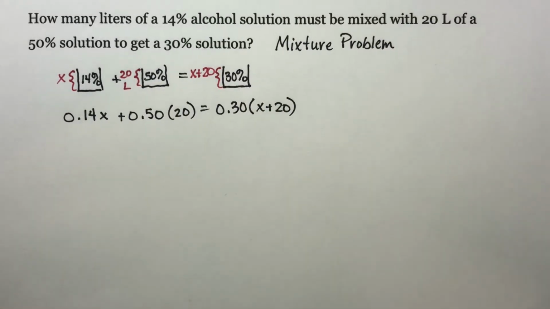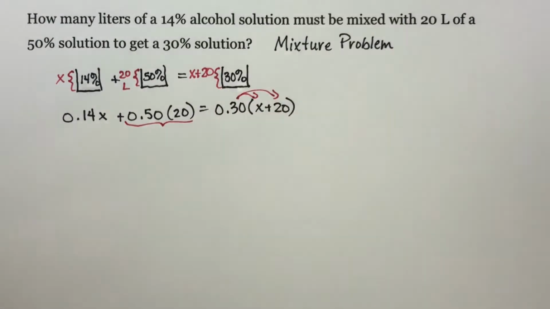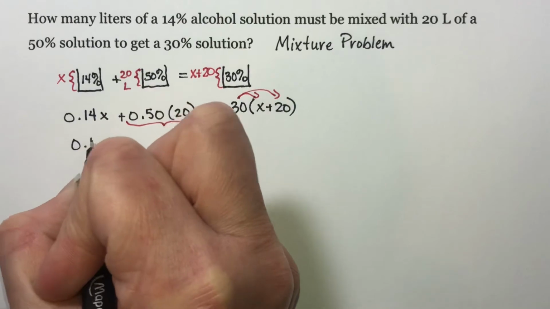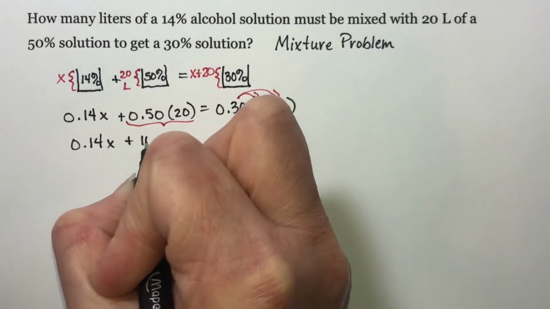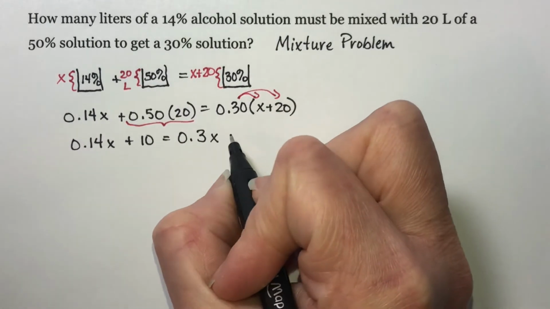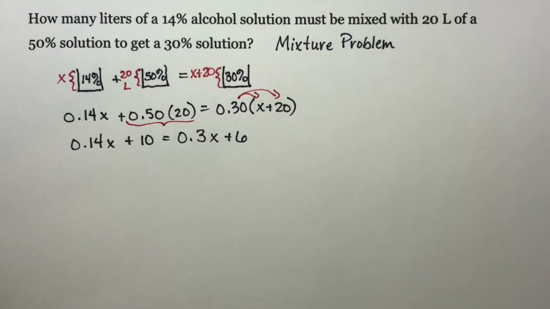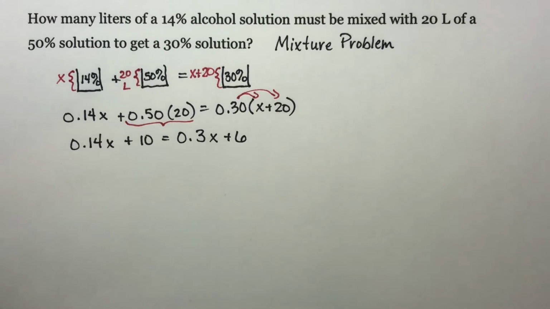So I'm going to do the arithmetic right here, and then I'm going to distribute here. So I get 0.14x plus 10 is equal to 0.3x plus 6. Now, there is a way to get rid of decimals. You can multiply by 10, 100, 1,000. You multiply everything by one of those to make your decimals go away. But you have access to calculators, so I don't really see that that's a big deal at all. The decimals, just deal with them. Plug them into your calculator and let it do the work.